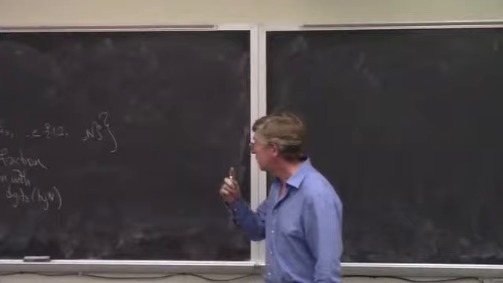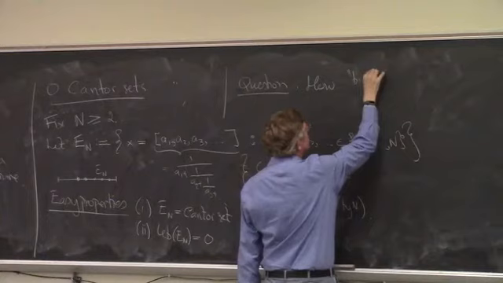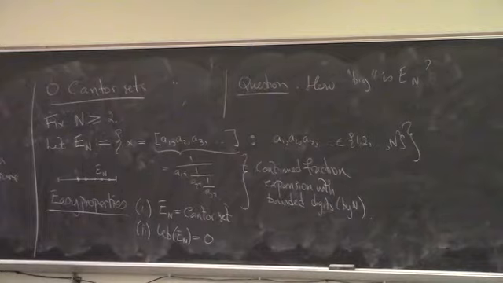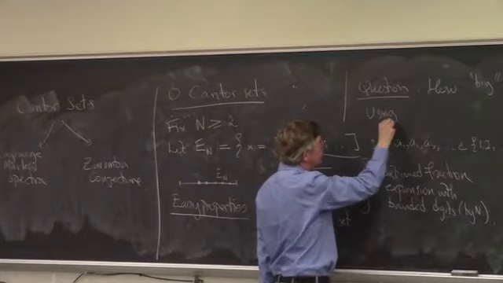And so a question one can ask is the following. How big is this set? It's a Cantor set. Some Cantor sets might be bigger than others in some appropriate sense. So what's the right way to specify this? And the right way is perhaps to use some notion of dimension.